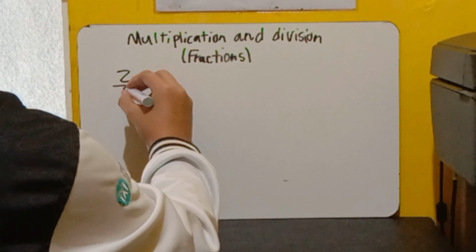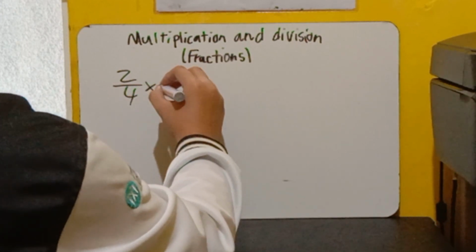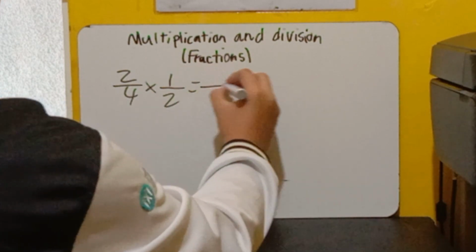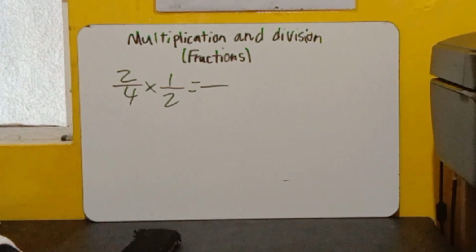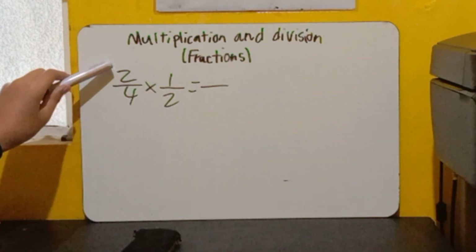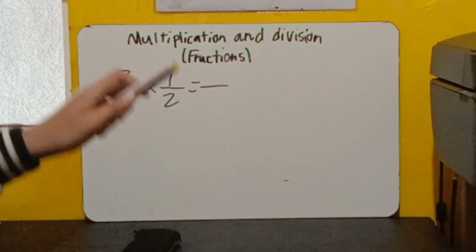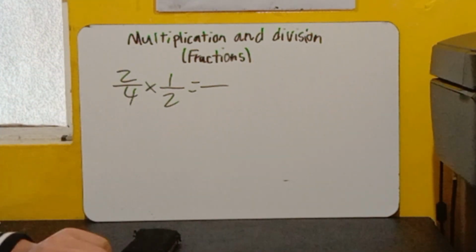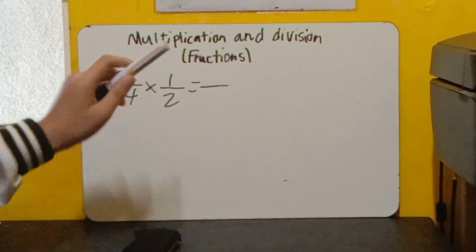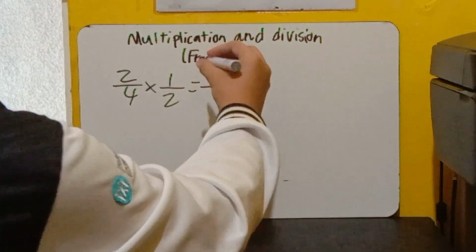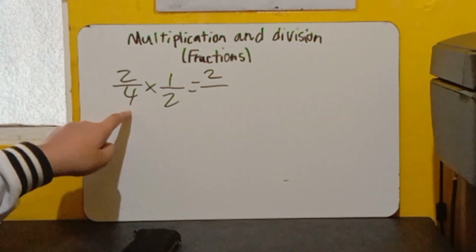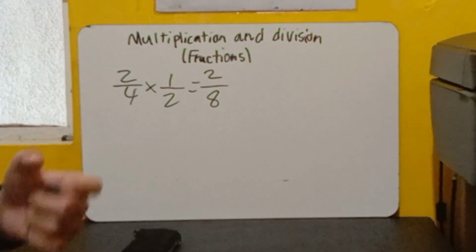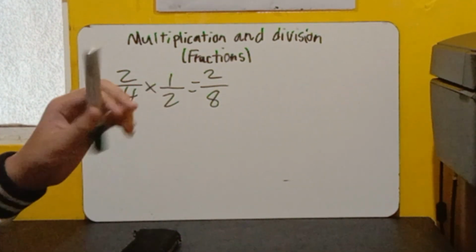Let's do the same fractional numbers, but instead of addition, we do multiplication. So 2/4 times 1/2. Well, to solve this, you just need to multiply the numerators and multiply the denominators. So right here the numerator is 2 times 1. 2 times 1 is equal to 2. Now 4 times 2 is going to be 8. See? That's easy. We already got our answer.